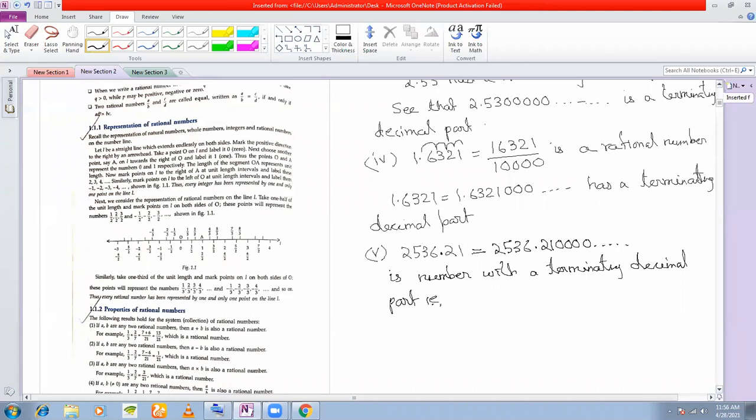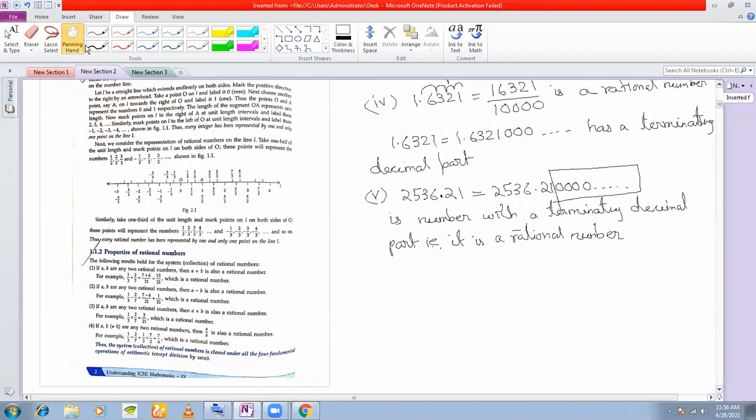That is, it is a rational number. So without converting to a fraction, what I could say is that 2536.21 is a rational number, because I saw that after 21 the decimal terminates. All these were zeros. Okay. So just by looking at a number in decimal form, you can say whether it is rational or irrational. The irrational part we'll see later, but you can definitely say whether it is rational for the time being. Okay. So this is the basic definition of rational numbers.